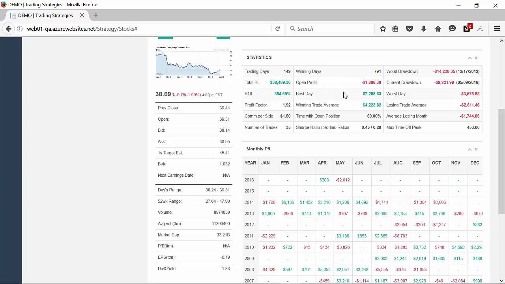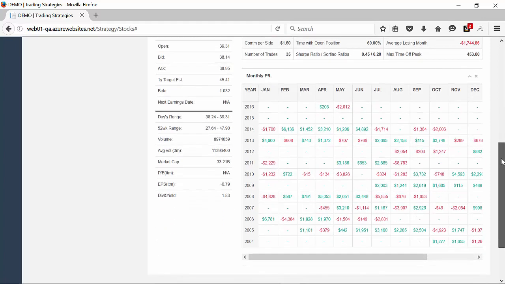Then we've got our open profit. We have a position right now that is down $1,800. The best day, $22.88. The winning trade average is 4,233. Right next to that, we see the losing trade average, which is about 2,611. So we win more than we lose, always a good thing. Then we see the Sharpe ratio, the Sortino ratio down below.